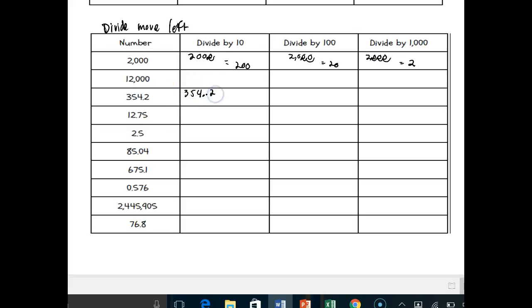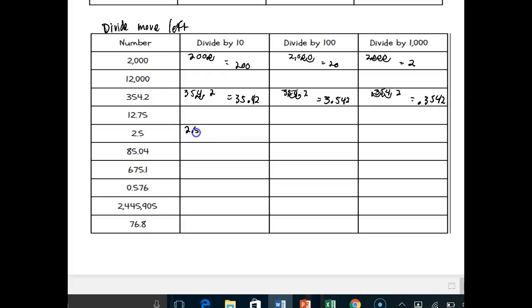354.2. Now, because I have a decimal, I start from the decimal. When I don't have a decimal, I start from the end of the number. So divide by 10 equals 35.42. 354.2 divided by 100, once, twice, equals 3.542. And 354.2 divided by 1,000, once, twice, three times, equals 0.3542.